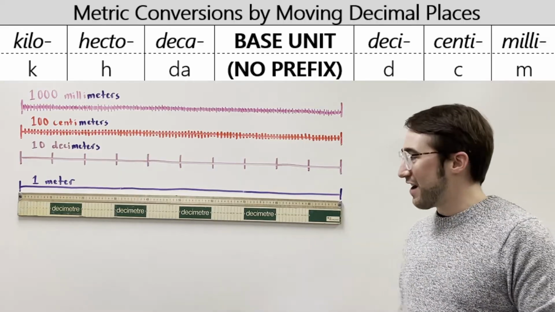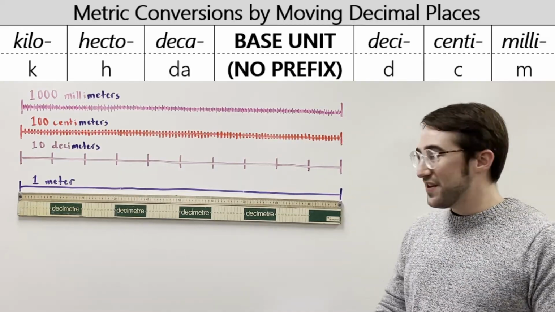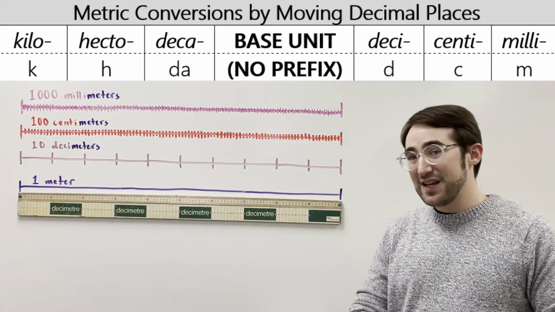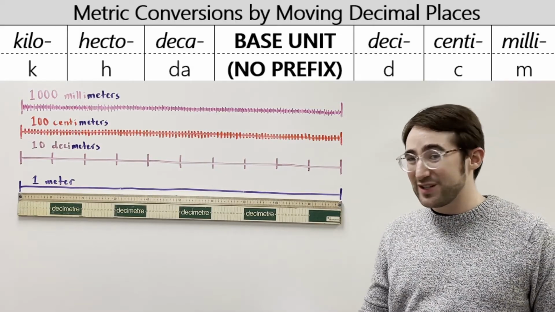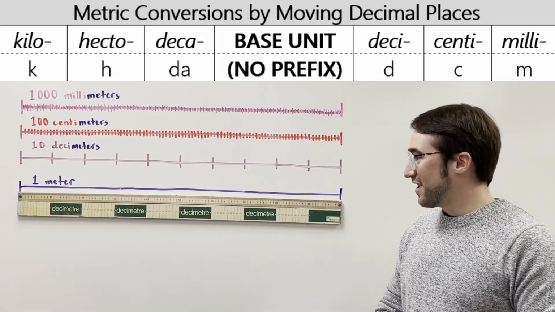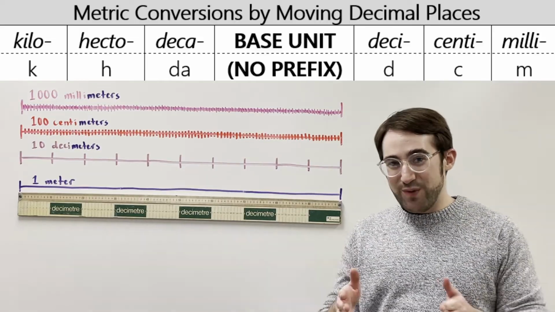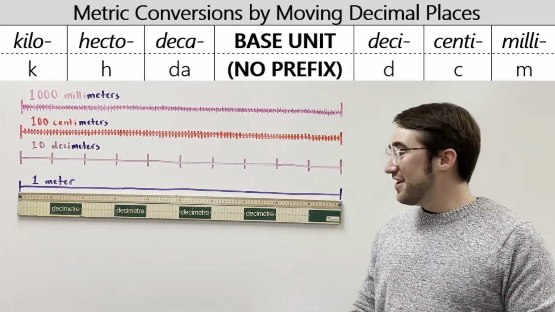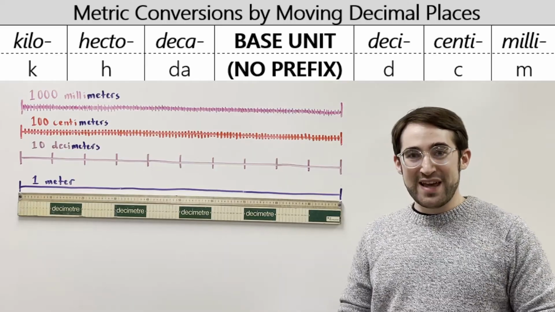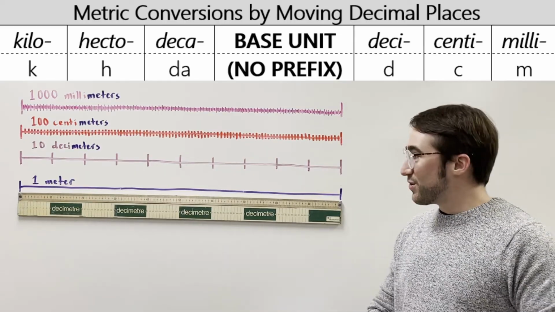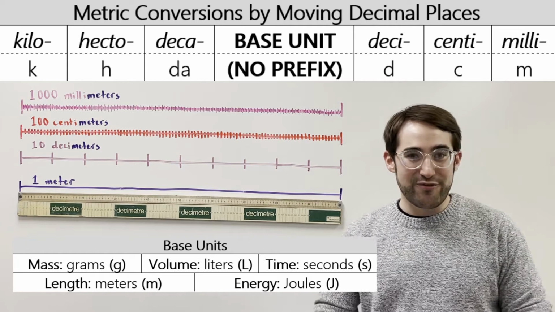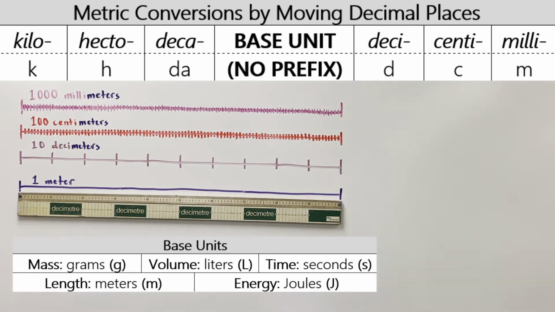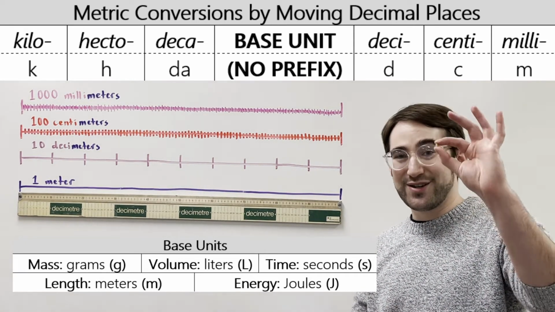So as long as you keep track of that and just move on the chart the same way you move your decimal place, converting metric prefixes is actually really easy. So we can go between big meters, small meters, something in between, any version of the meter that we want. Okay? The other great thing about this is you can do this with other stuff besides the meter. For instance, this is 1 gram.